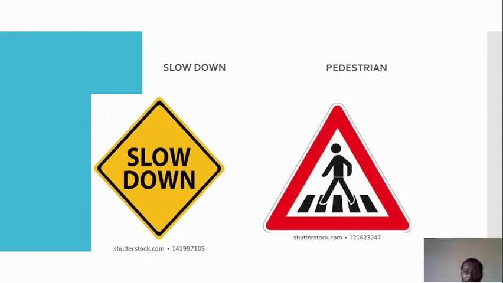Now the next one is the pedestrians. You see people do cross the road. The reason why they put this sign here is to guide you to know that as you're driving, people normally cross this road. So you need to reduce your speed so that when you see someone, you slow down so that people can cross. That is the reason why you have the pedestrians symbol there.